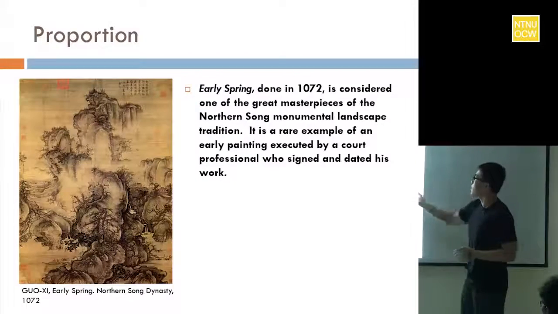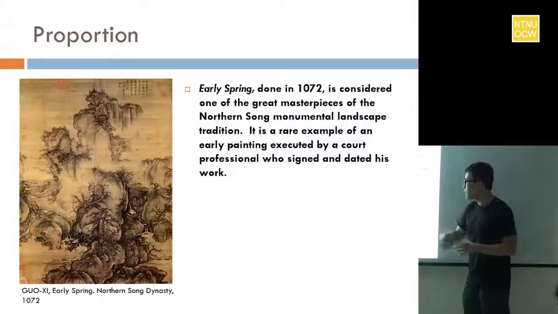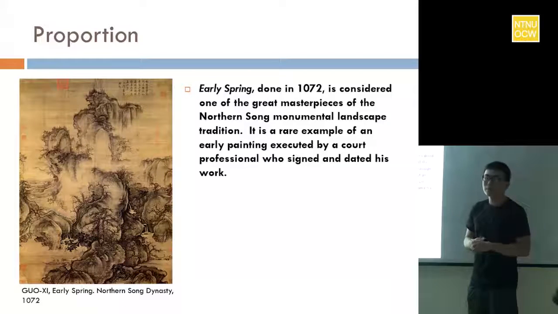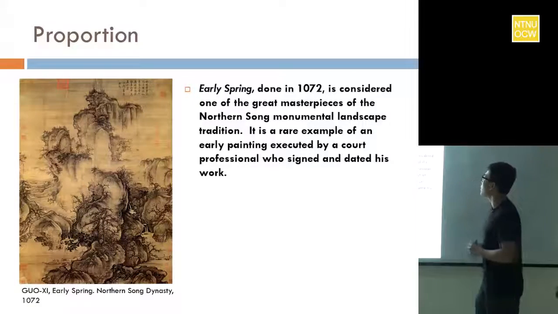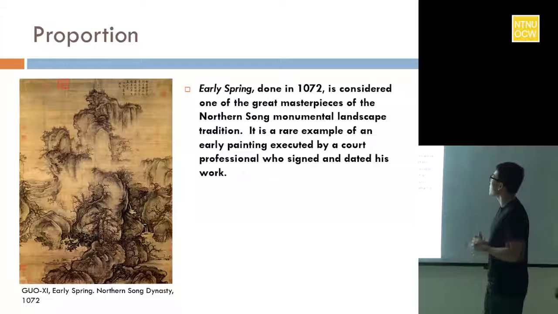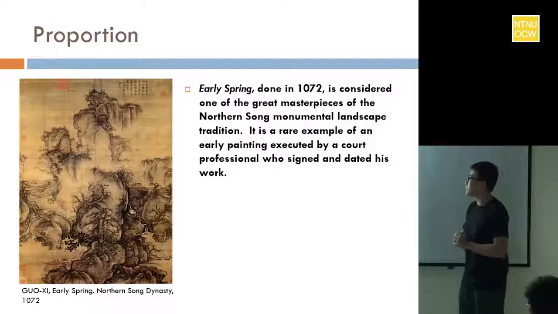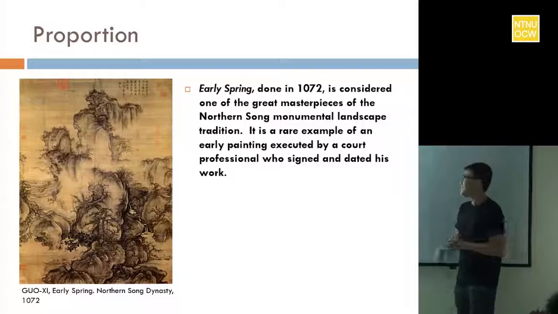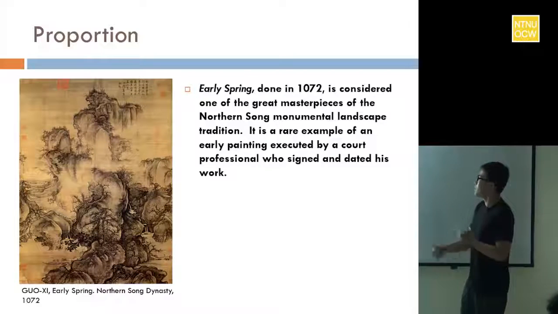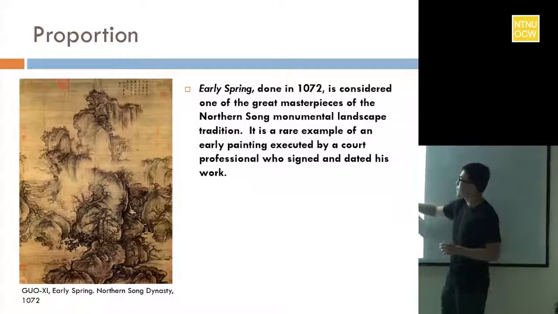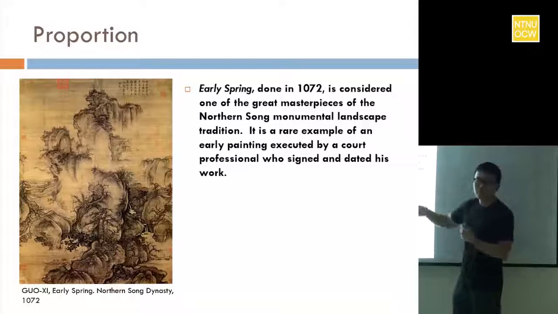Okay, and another example is Early Spring, which was painted by Guo Xi, and this is very famous. Early Spring, done in 1072, is considered one of the great masterpieces of the Northern Song period. Sorry, Northern Song. And this painting is also an application of proportion. Guo Xi painted this painting with the element of proportion.